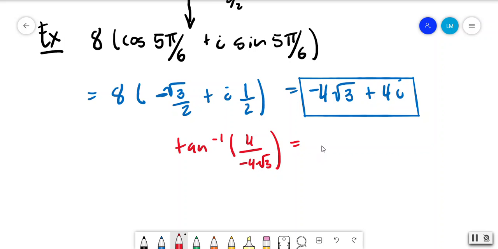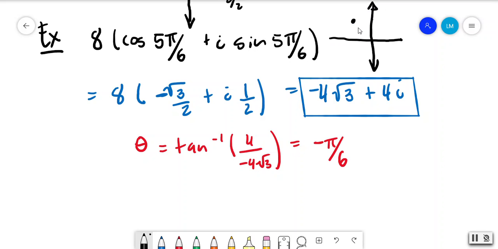It tells you that you end up with negative 1 over root 3, so it's probably going to give you negative pi over 6. So that's going to be the theta. But notice that over here, the real value is negative, but the value you got is positive. So that means in the complex plane, if you were working backwards, the number is somewhere over here.